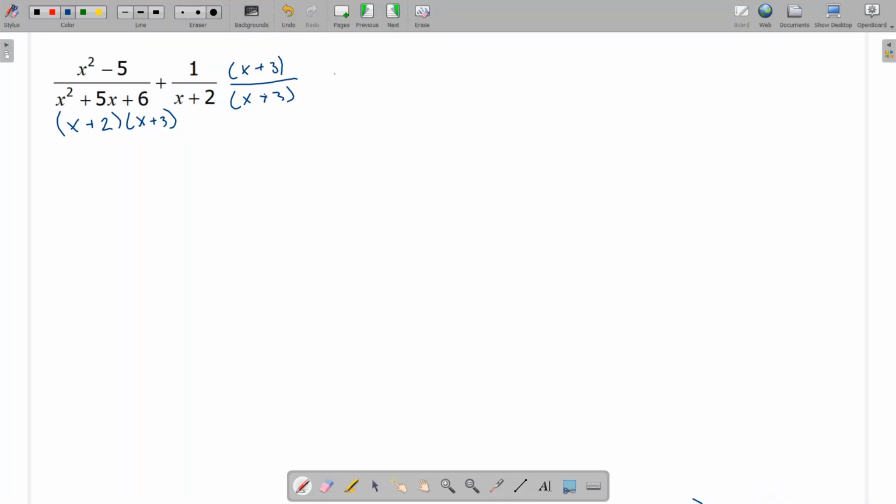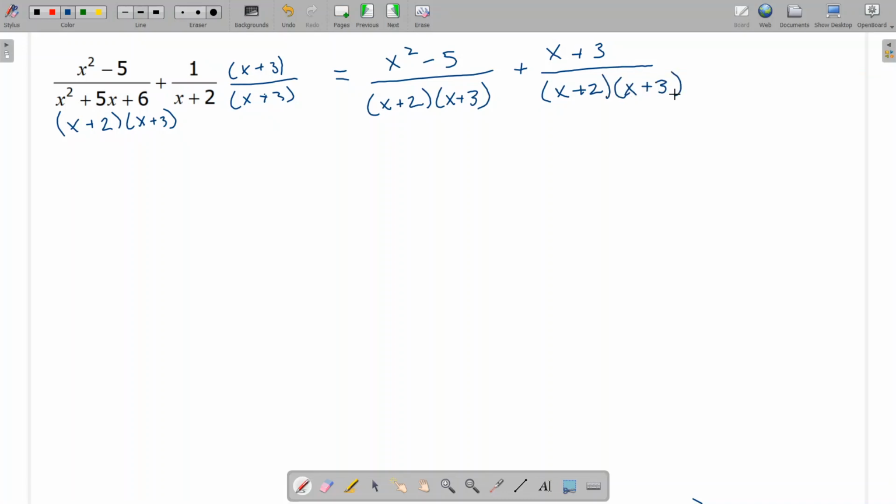All right, so let's rewrite this. We have x squared minus 5, plus, so if I have 1 times x plus 3, I really just have x plus 3. All right, so we are adding, so we're going to combine the numerators together now with addition. So we would get x squared plus x minus 2 all over (x plus 2) times (x plus 3).